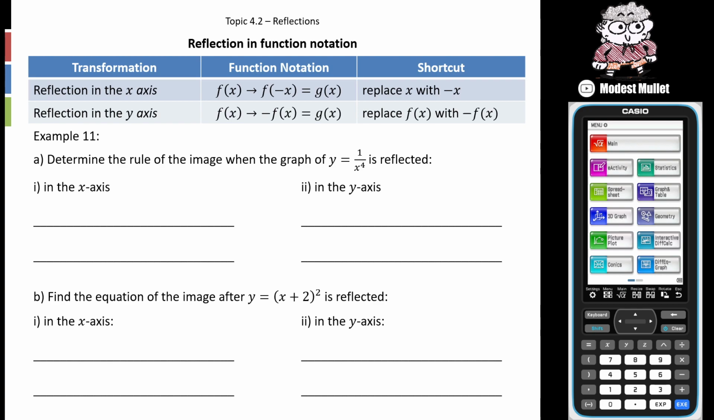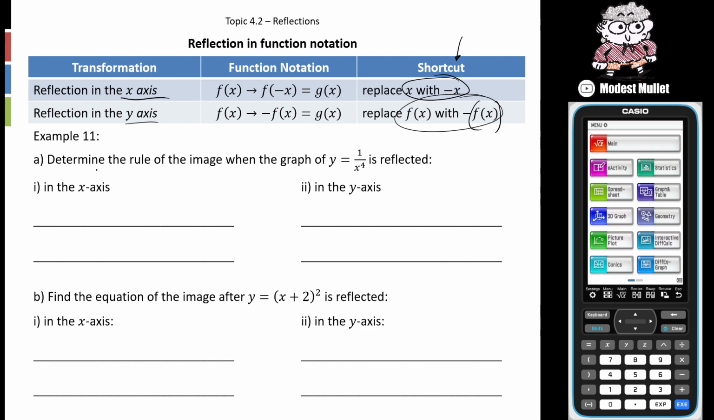So what are the shortcuts of function notation? Well, replace x with negative x when you reflect about the x-axis. And if you're reflecting about the y-axis, put a negative in front of the whole function. Because you think about it, in this case, if you reflect in the x-axis, hold on, have I written those around the right way? Yes. Yeah, that works out.